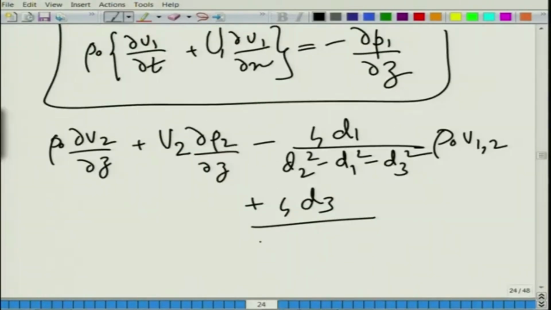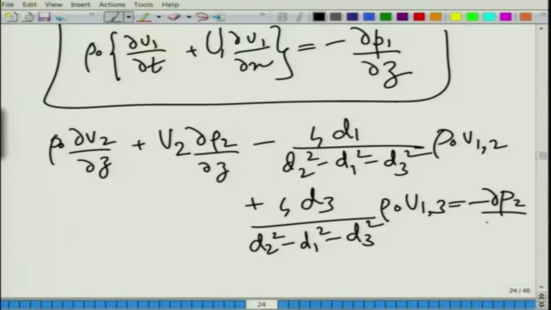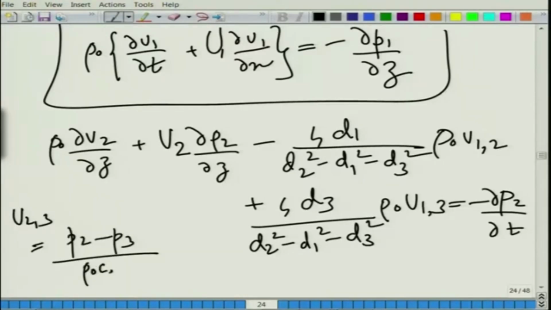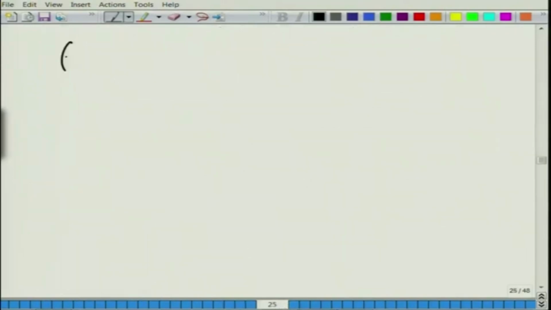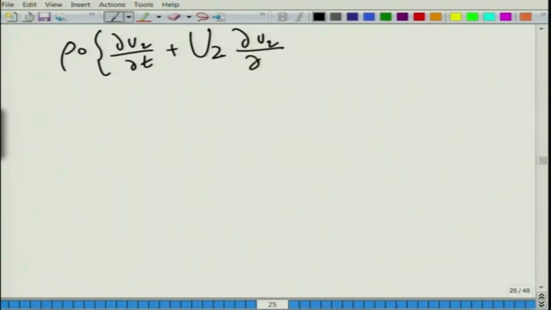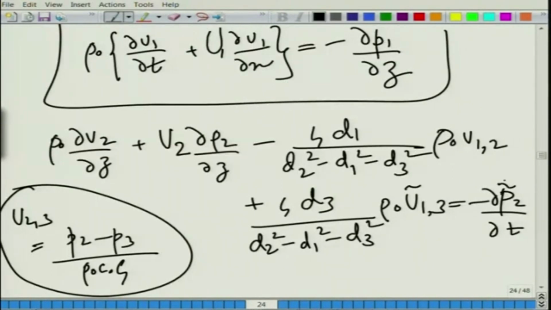I am just leaving out the details because we have a fair bit of ground to cover, so I am simply writing down these equations. So, u1 comma 3. I will tell you what this means. u2 comma 3 is nothing but P2 minus P3 divided by rho naught C naught xi, and this we have already seen. Then you have your momentum equation in this duct, which is del u2 by del t plus u2 is velocity. Maybe it is a good idea to introduce those tildes just to prevent any confusion, so I have to go back and keep doing this tilde business.